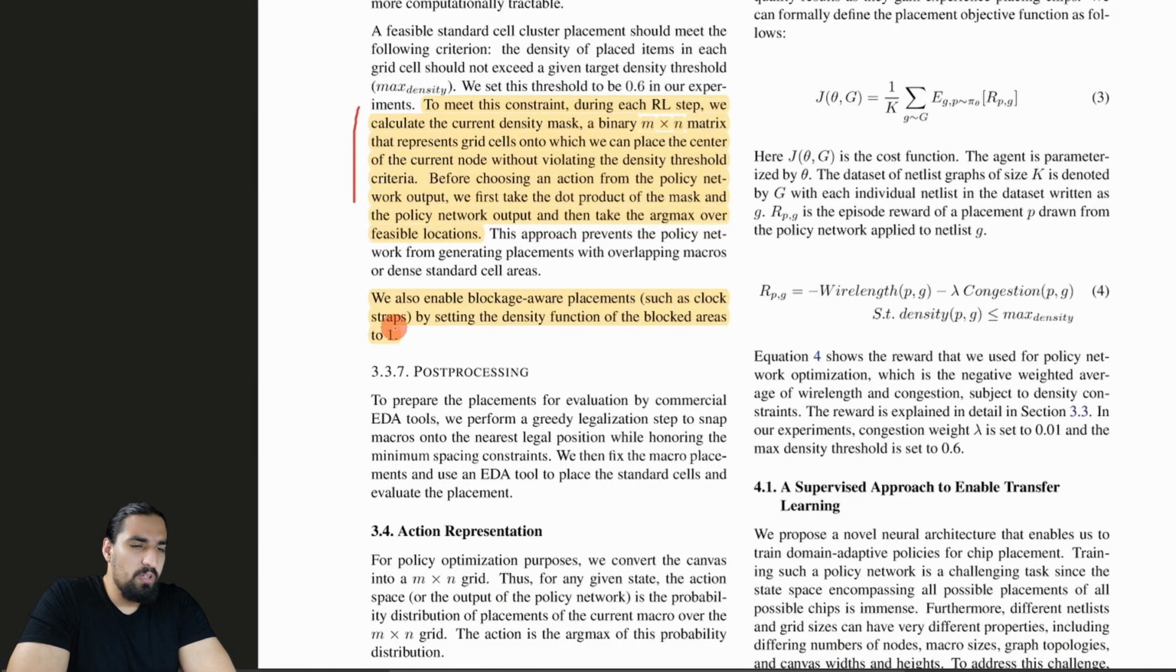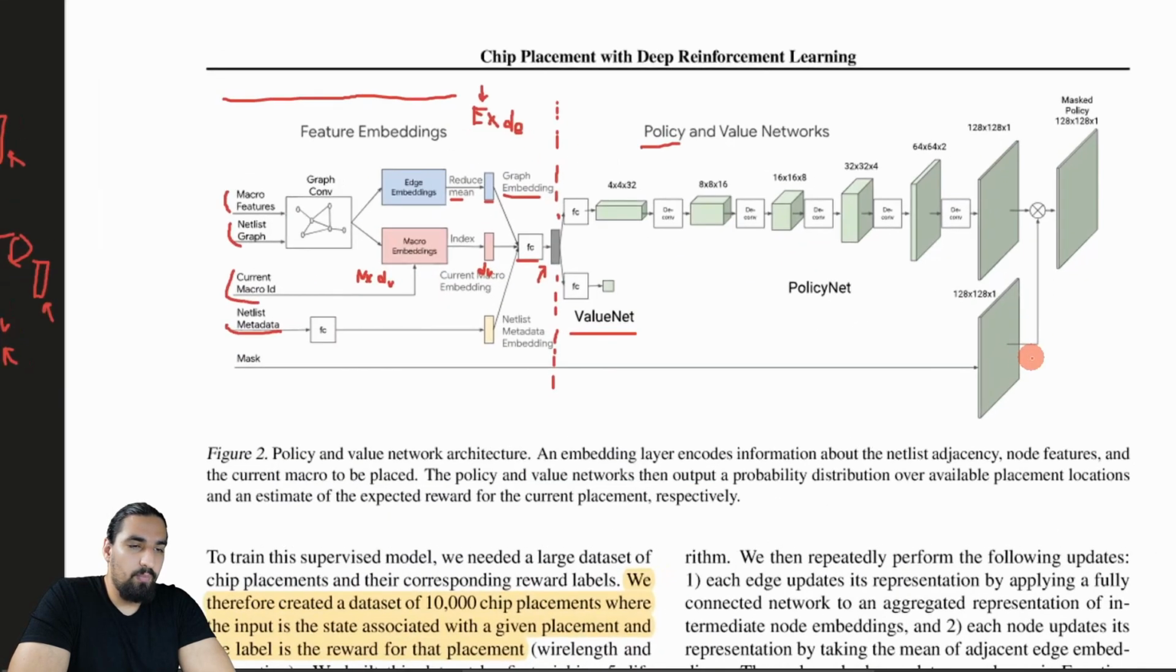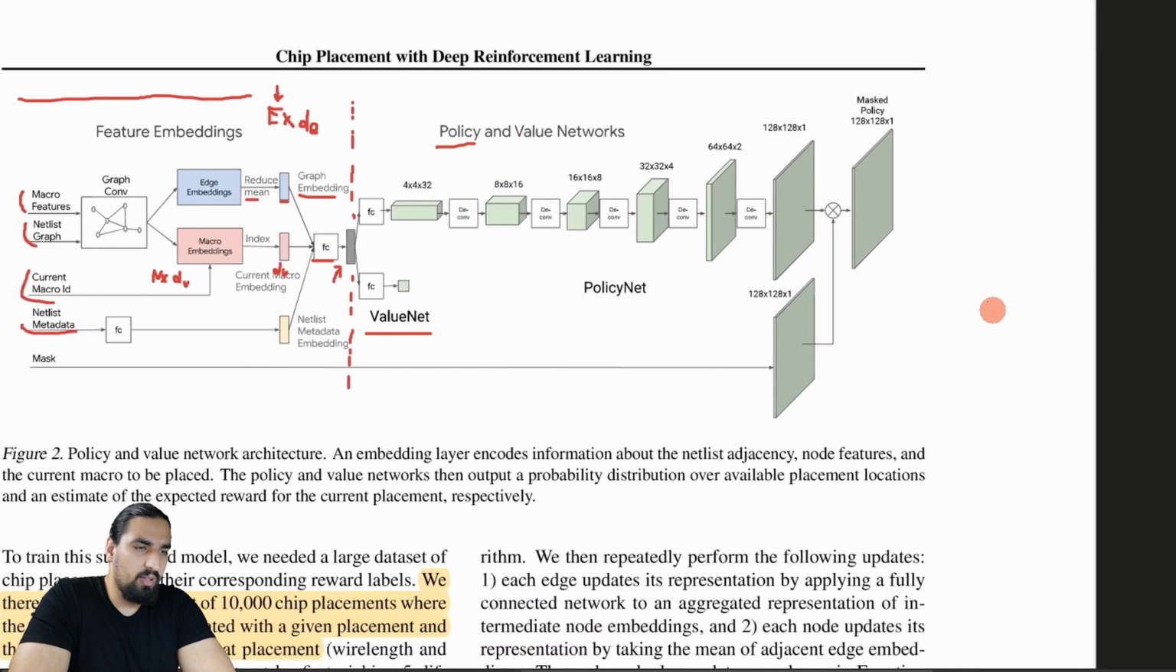I forgot to mention one detail here. Hopefully you already understood it, but if you have this policy and the output is 128 by 128, those are the grid cells I mentioned previously, it just outputs a distribution across all of the grid cells. Where the probability is highest, we just take the argmax, and that's where you're going to place the macro, okay?